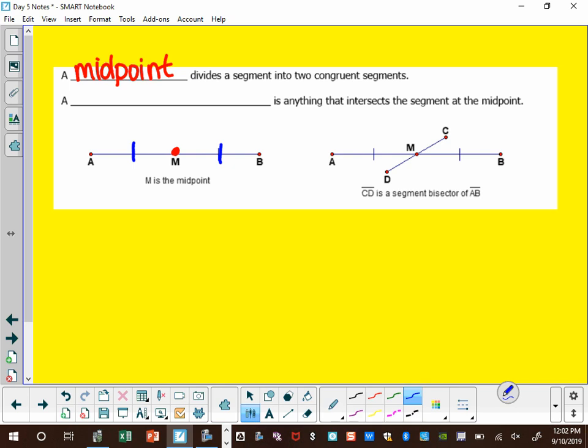All right, so a bisector is anything that intersects the segment at the midpoint. If you look at the second picture, it says segment CD is a segment bisector of AB. We don't really have to know that right now, but as long as you know that word bisector. We talked about that last class too.